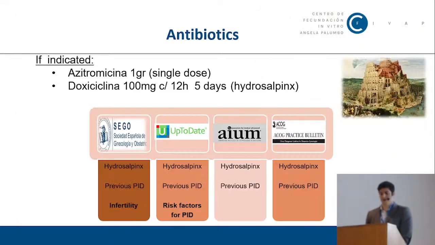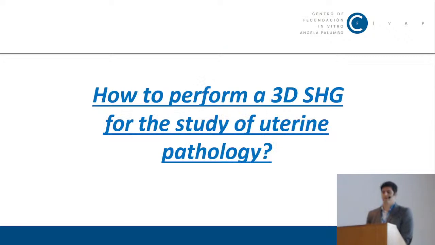In case of requiring treatment, the possibilities are azithromycin, 1 gram single dose, or doxycycline, 100 milligrams every 12 hours, 5 days. This is the main option if we see a hydrosalpinx in the patient. How to perform a 3D sonohysterography for the study of uterine pathology.